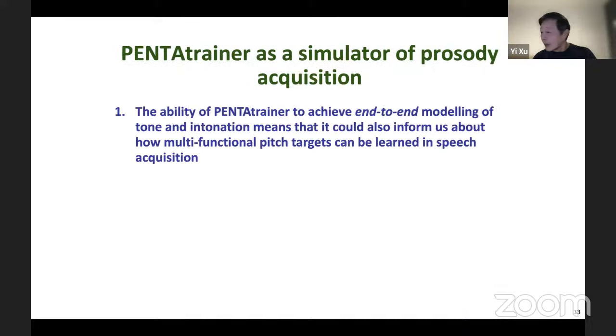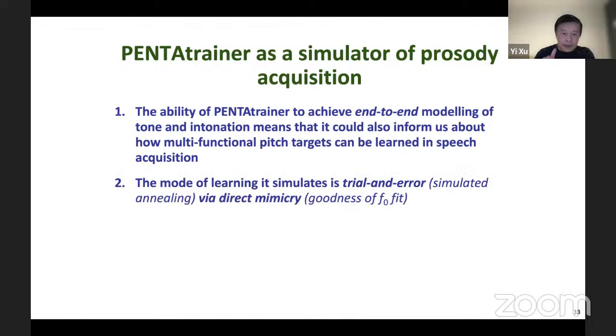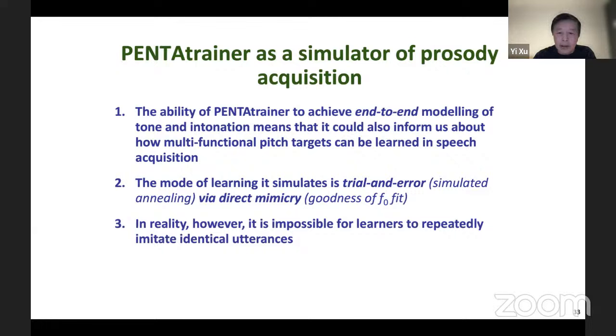Now we turn to an even further issue. That is, now that we have a model like this, we can treat it as something that simulates vocal learning. The ability of PENTAtrainer to achieve end-to-end modeling of tone and intonation means that it could also inform us about how multifunctional pitch targets can be learned in speech acquisition. But the model of learning it simulates, if you think about it, is trial and error via direct mimicry. That is, every time it compares the synthetic one with the actual one to see how well the two match. It may sound reasonable, but there's a problem. In reality, a child cannot play the adult utterance over and over again and every time imitate the recording. They can't do that.